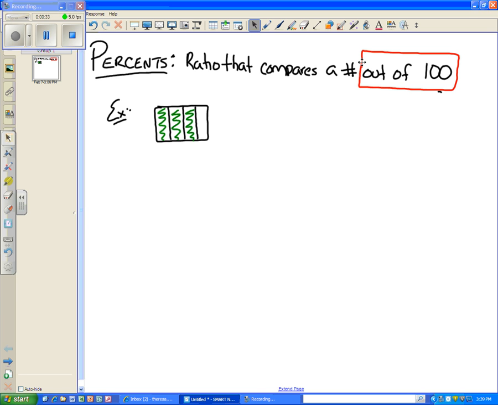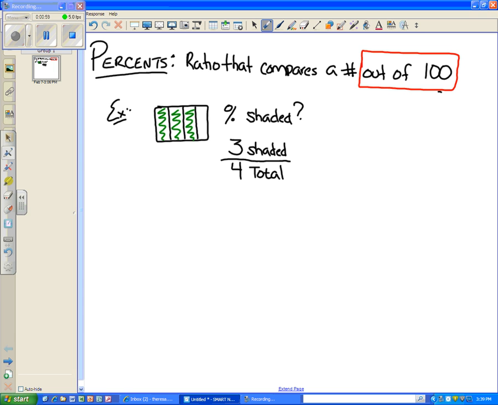I want to know what percent of the figure is shaded. What percent of the figure is shaded? Well, the first thing I have to know is how many parts are shaded. There's 3 parts shaded out of a total of 4 parts. 3 out of 4.